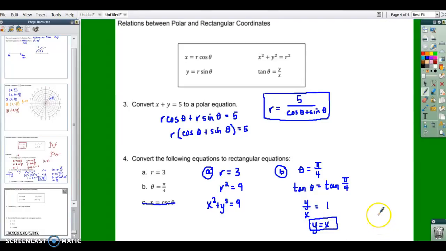So that's a quick and easy way to convert between rectangular and polar, and then polar to rectangular. And again, you're going to stick with using these equations, so make sure you have them handy when you're working on the assignment.